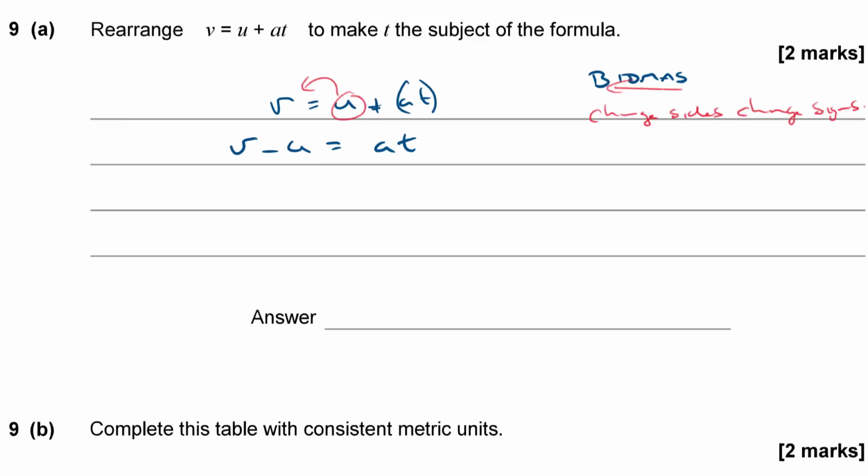And then the next thing I'm going to do is cross multiply that a. So it's times on the right hand side of the equation. Once it moves over the equal sign, it becomes divide. So it's going to be v minus u over a is equal to t. So t equals v minus u over a.